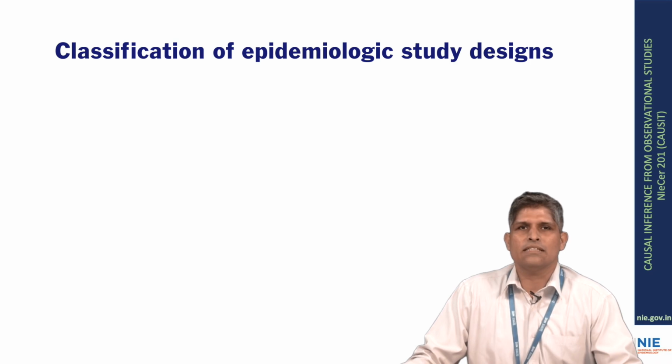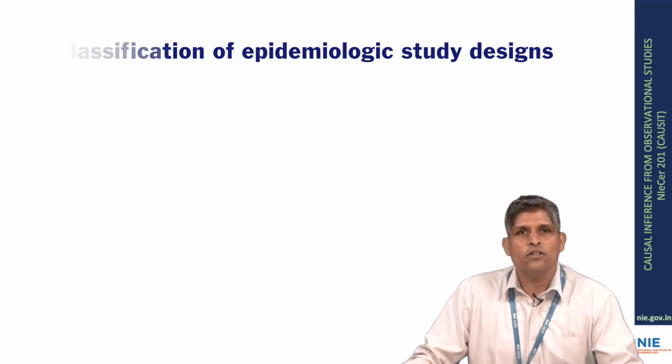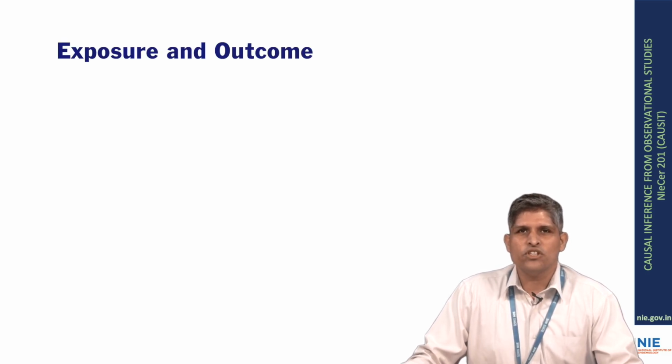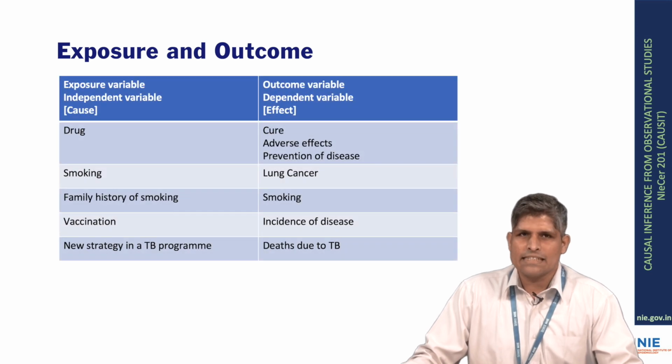Before we go through the session in detail, let us understand the two words that I will be using throughout this session. The two words are exposure and outcome. Exposure variable is also called as independent variable and in common jargon, cause. Outcome variable is also called as dependent variable, in common jargon called as effect.